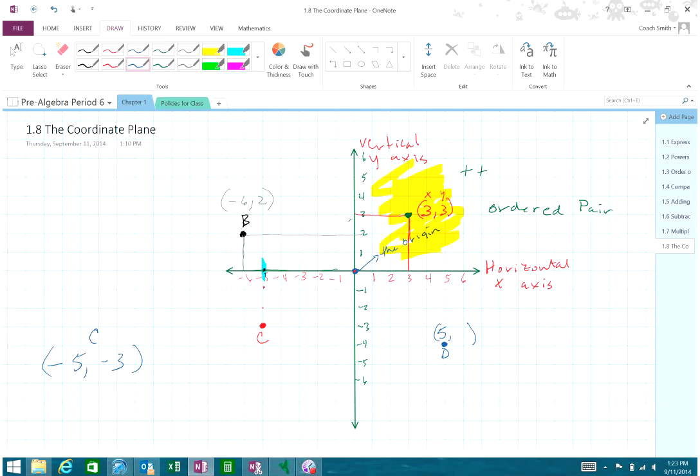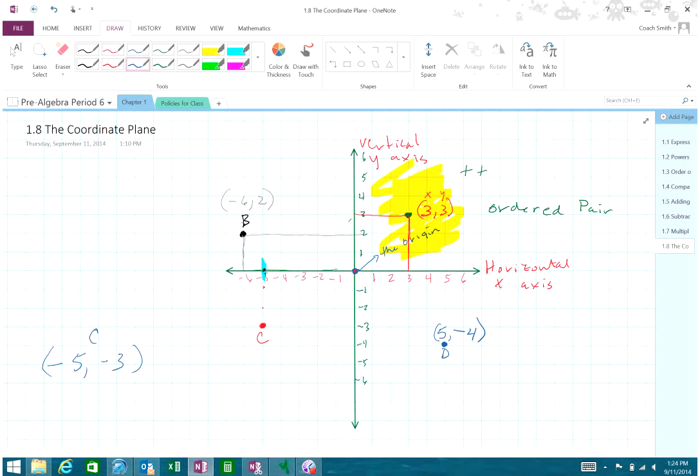In other words, this point right here, where does it cross the y-axis? At what coordinate? Copeland, help him out. -4. So we have 5 and -4 as the coordinates or the ordered pair of point D.